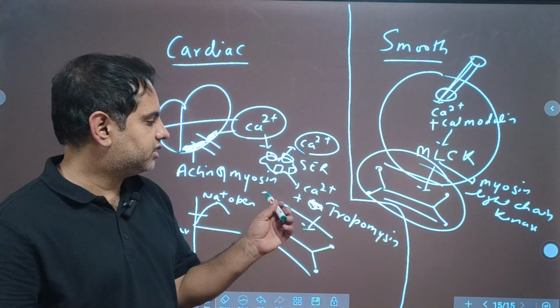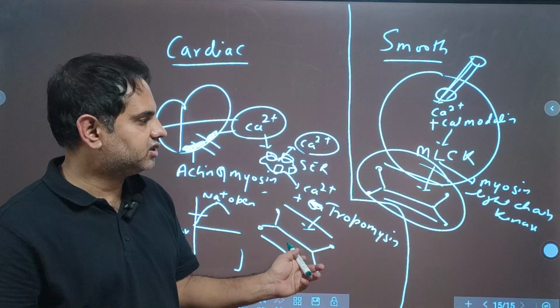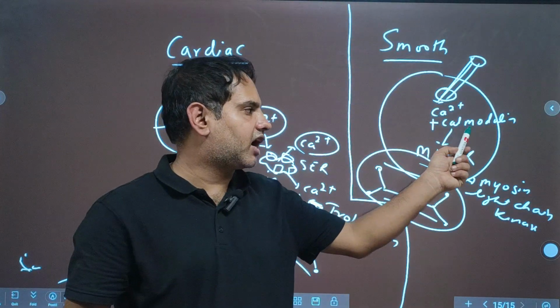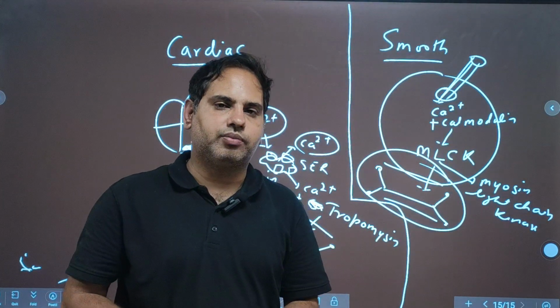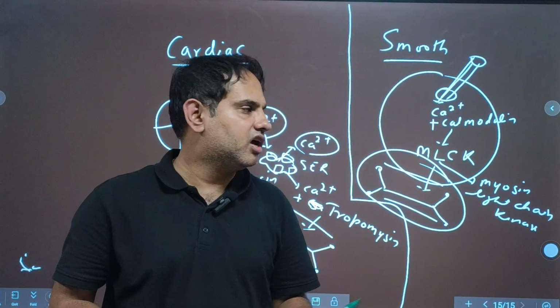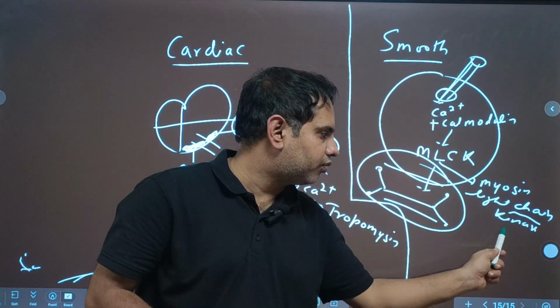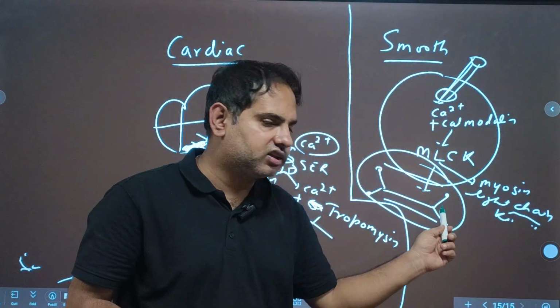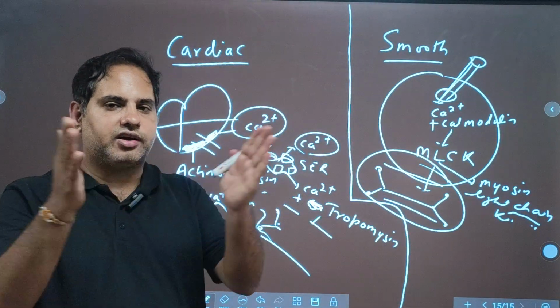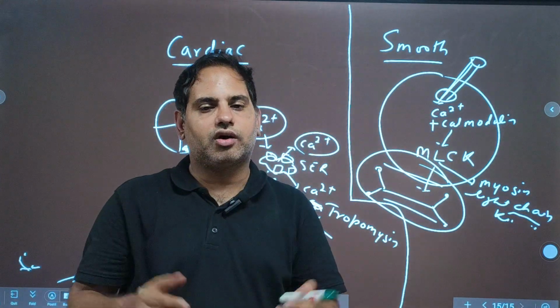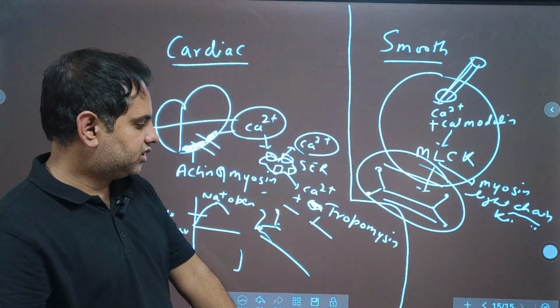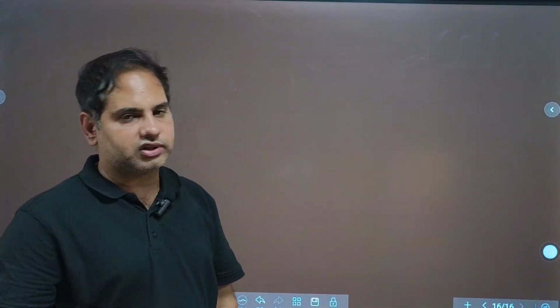In cardiac, calcium binds with tropomyosin. In smooth muscle, calcium binds with the calmodulin. Calmodulin is going to activate myosin light chain kinases. Myosin light chain kinases, as the name indicates, will do the phosphorylation of your myosins. Myosin, when phosphorylated, will interact with the actin and result in the contractions, right. So this is the mechanism by which your smooth muscle contracts.